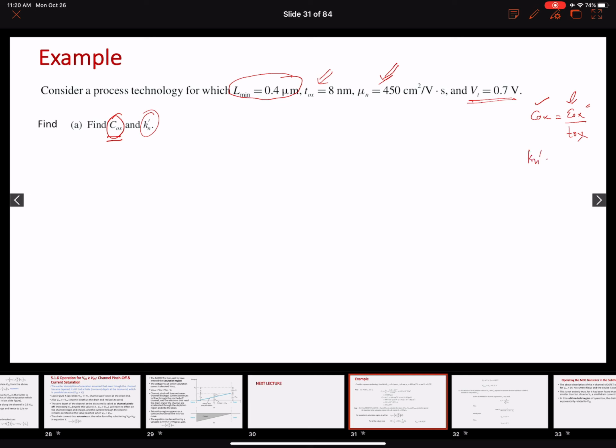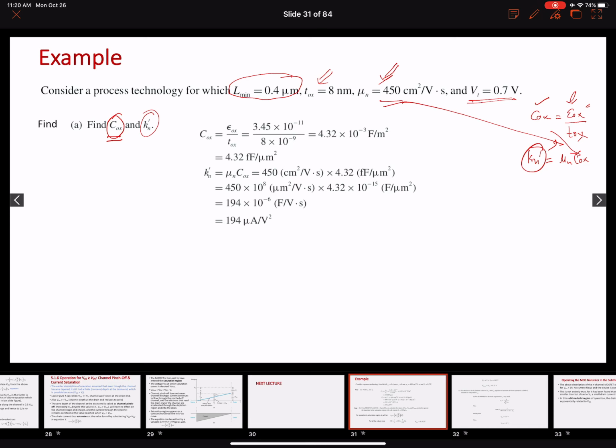So our Kn dash would be equal to mu n Cox. Cox is going to come over here, and the mu n value will come from here, so we can easily find out the Kn dash too. Here are these calculations, right? So Cox is epsilon ox over Tox. The value comes from the earlier slide I showed you, and this is the thickness. We can easily find out these values.